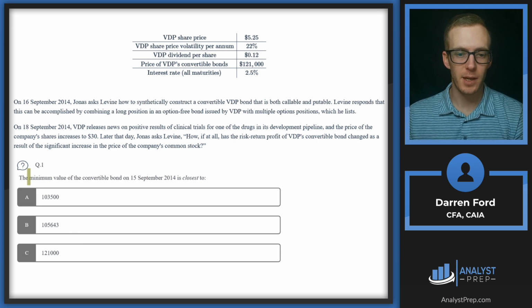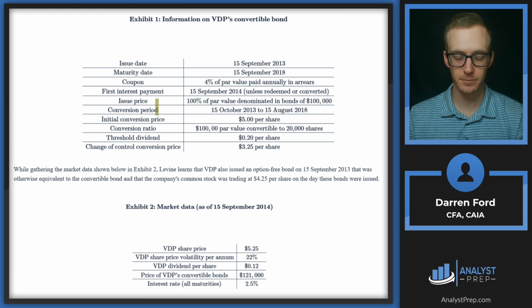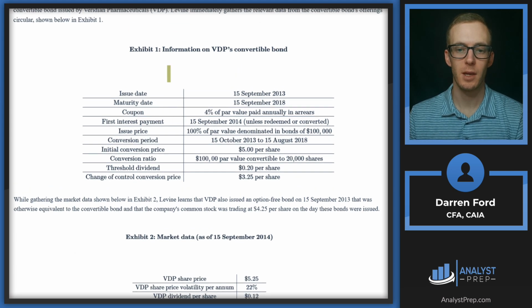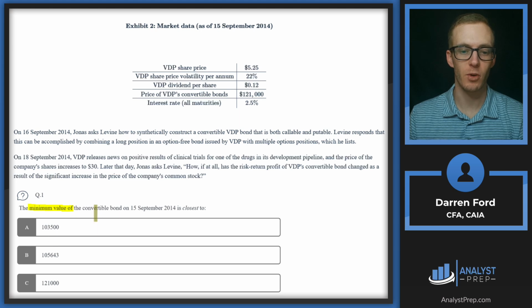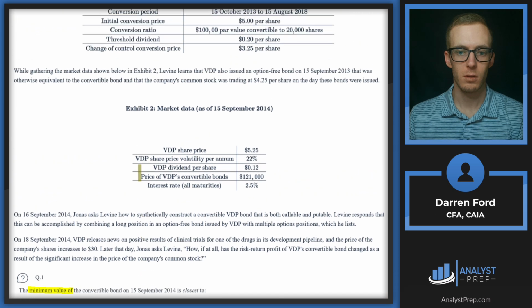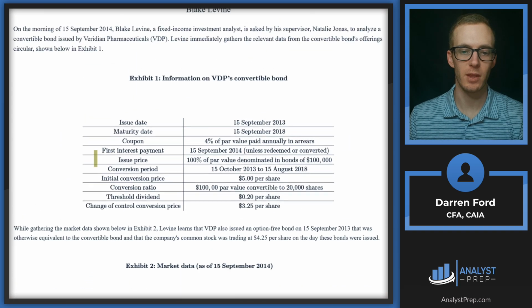So before we dive into the reading, the minimum value of the convertible bond is always going to be the greater of either the value of it as a straight bond. So for a convertible bond, we're still going to be receiving our par value at maturity and getting some type of cash flows or coupon paid over time. So we need to find the value of that. And then we also need to find the value of it if we were to convert it. And if the conversion value is greater than the straight value, then that value will be our minimum value. Somebody is always going to be willing to pay whichever is the greater of those two.